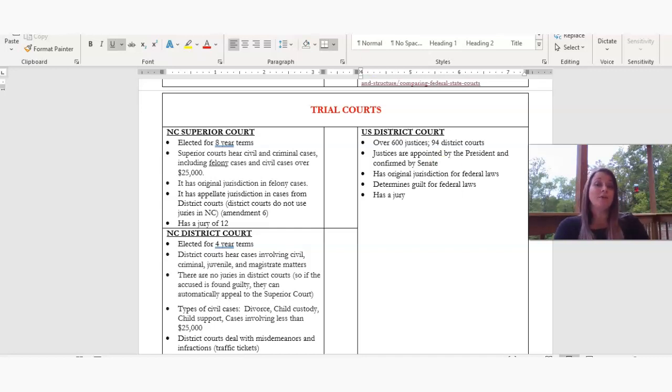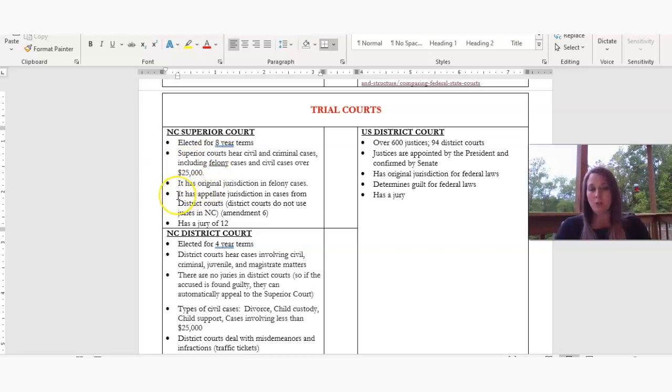So let's take a look at the North Carolina court system. The North Carolina court system really has two main courts for trials: the Superior Court and the District Court. Superior Court is a little more severe. They're actually mainly for felony cases and civil cases that are over $25,000. So they have original jurisdiction for those cases. They have justices that are elected for 8-year terms.